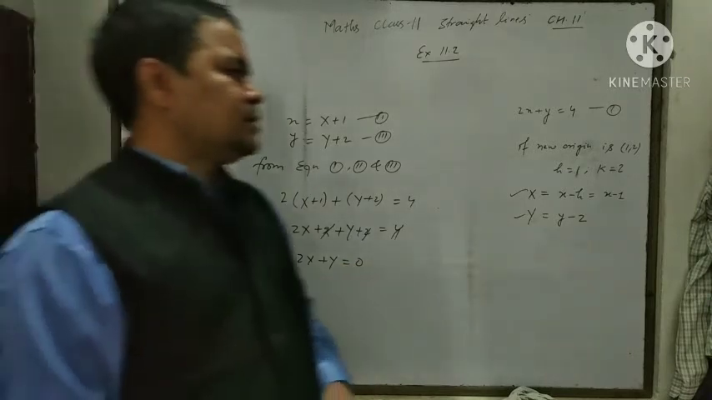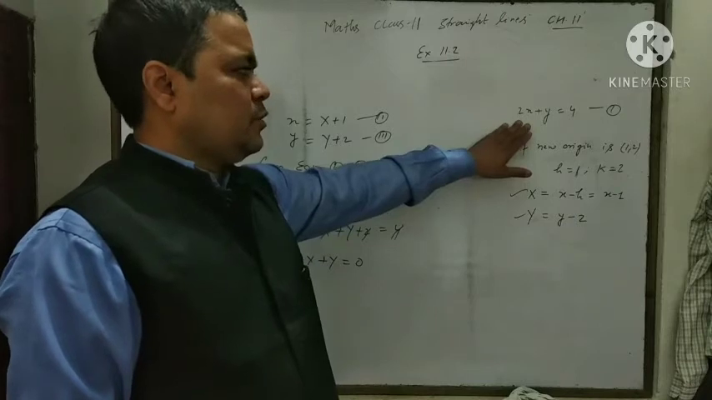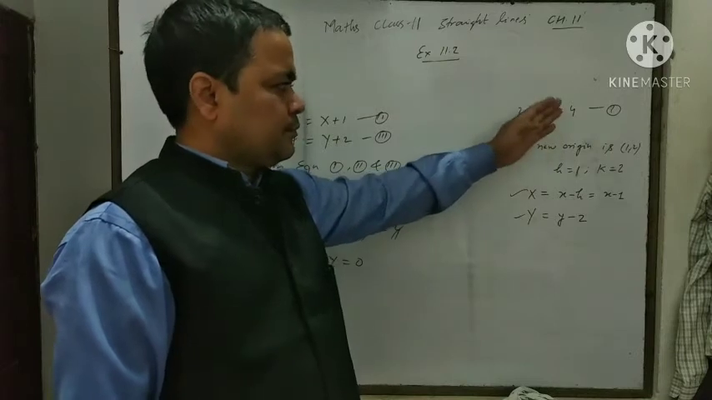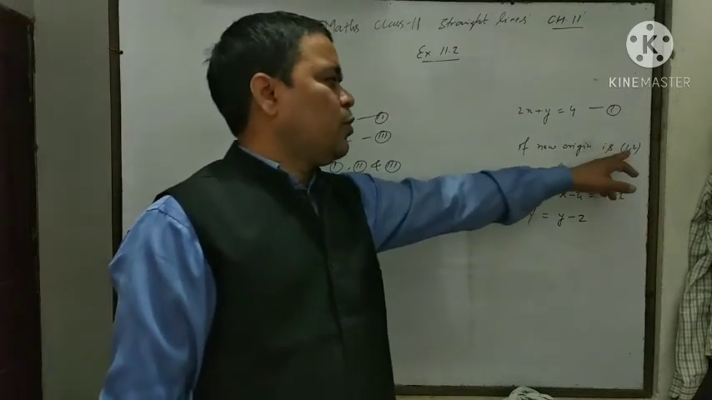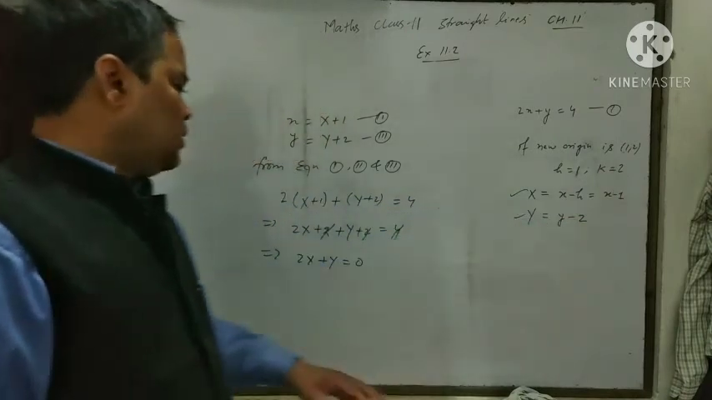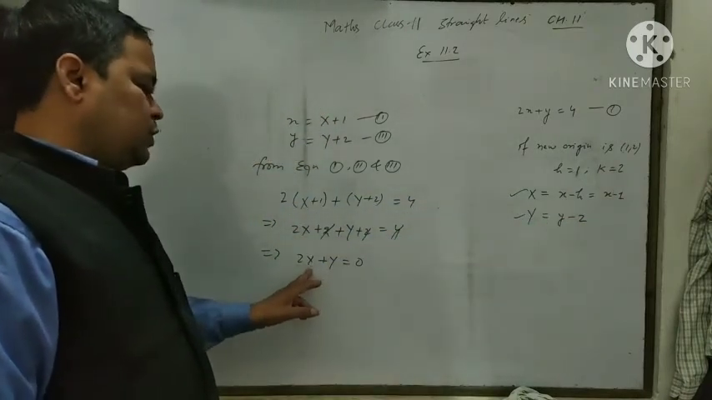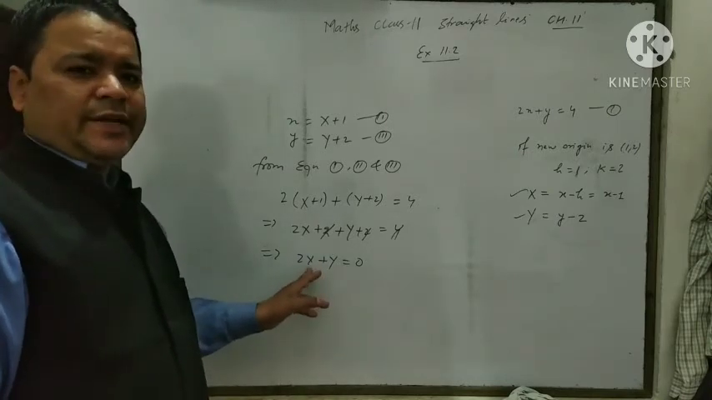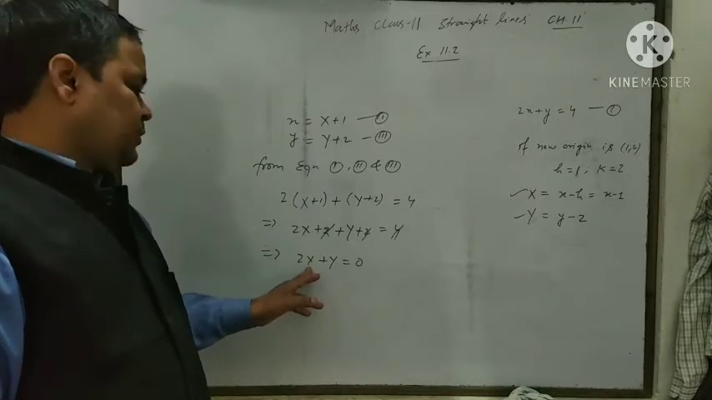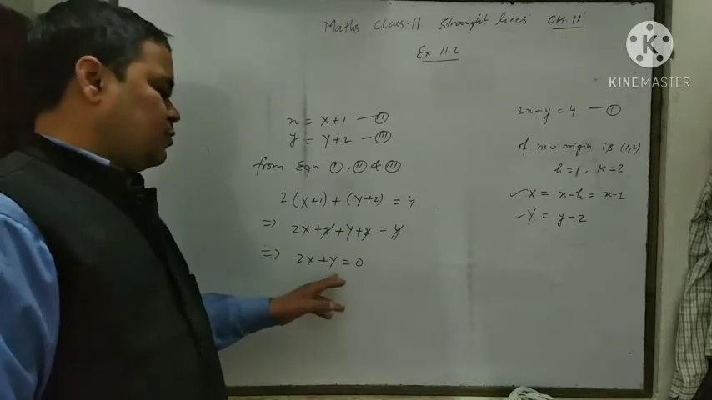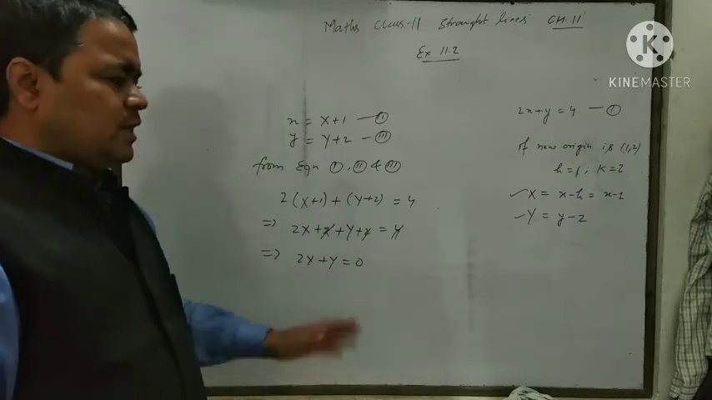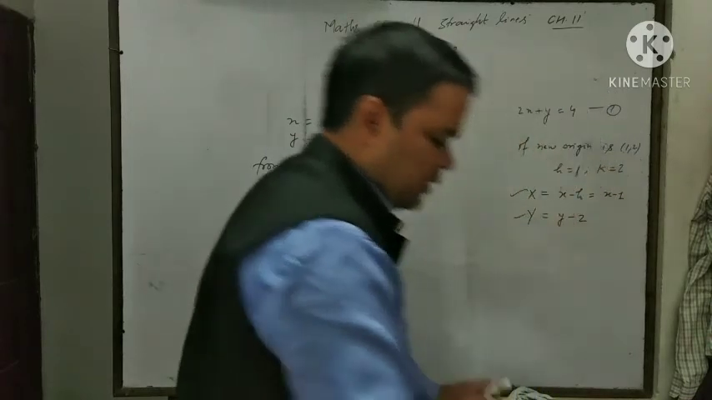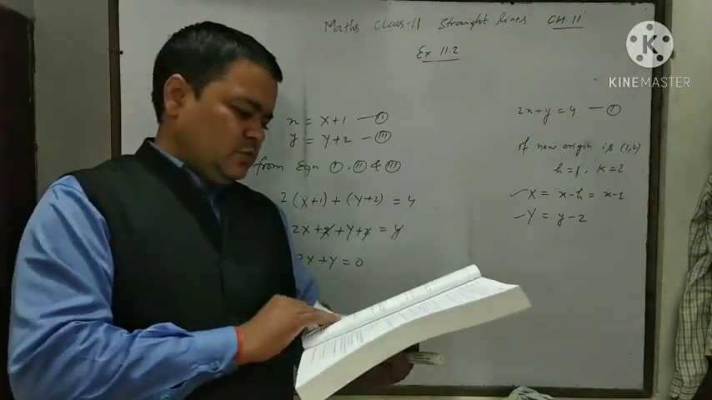Okay. It means if the equation of the line is 2x plus y is equal to 4 and the origin is shifted to the new point (1, 2), in that case the new equation will be 2 into capital X plus capital Y is equal to 0, where capital X is the new x coordinate of any point P, and capital Y is the new y coordinate of that point. In this way, we can solve the questions given in exercise 11.2.